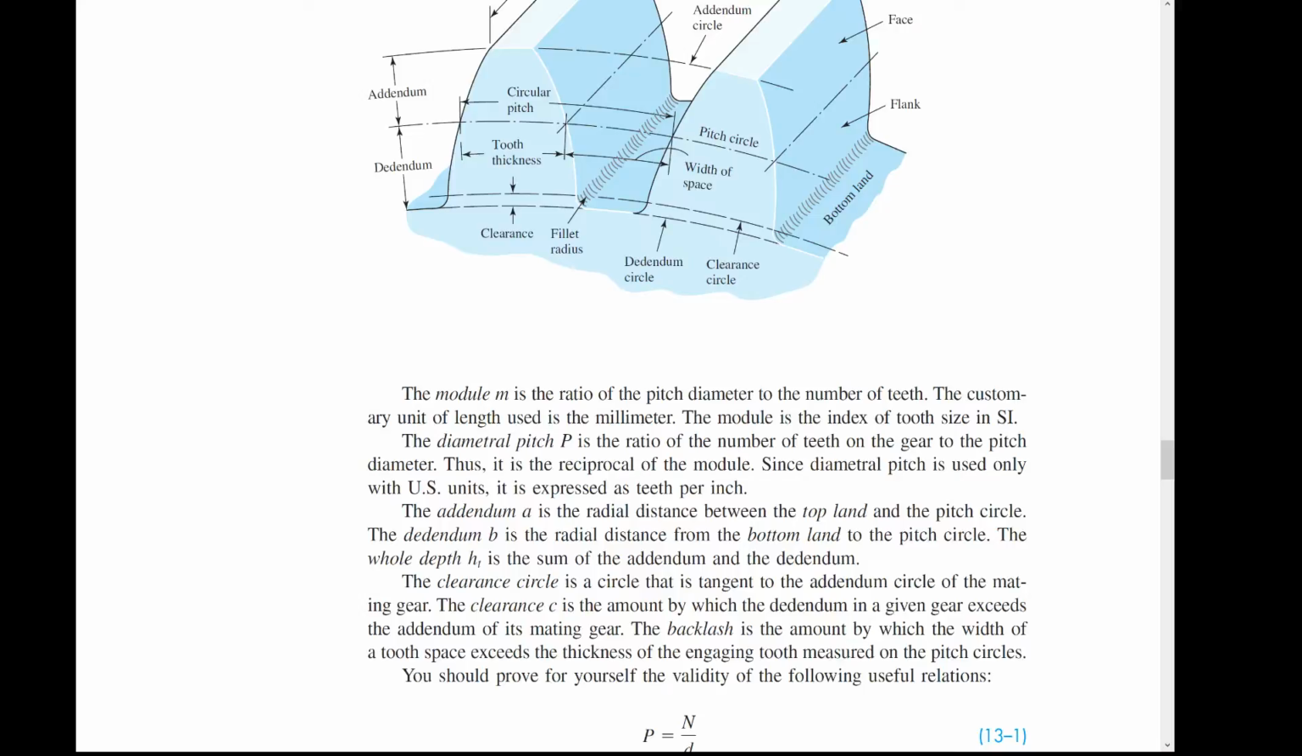Capital P is the ratio of the number of teeth on the gear to the pitch diameter. Thus, it is the reciprocal of the module. Since the diametral pitch is used only with US units, it is expressed as teeth per inch. Capital P is teeth per inch. The addendum A is the radial distance between the top land and the pitch circle. The dedendum B is the radial distance from the bottom land to the pitch circle. The whole depth, h sub t, is the sum of the addendum and the dedendum.